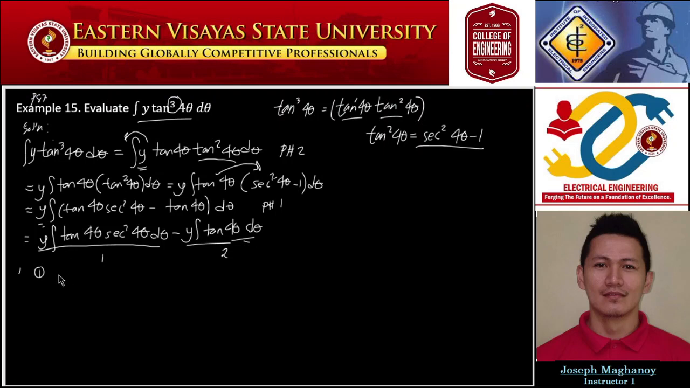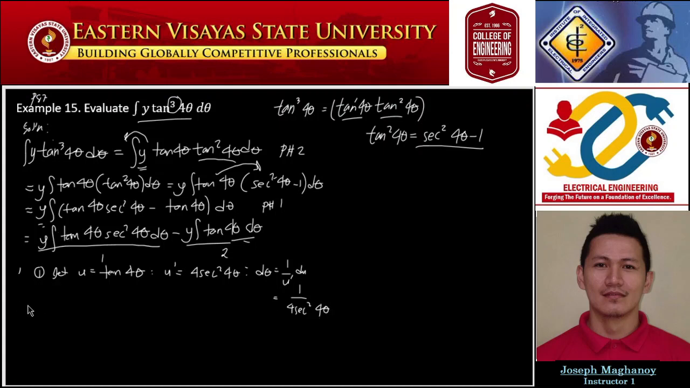So for term number 1, we let u equal to tangent 4 theta. And of course, the first derivative of tangent 4 theta is equal to 4 secant squared 4 theta. And finally, your d theta is equal to the reciprocal of your first derivative of u, so du is equal now to 1 over 4 secant squared 4 theta.